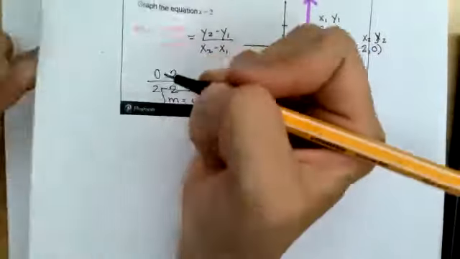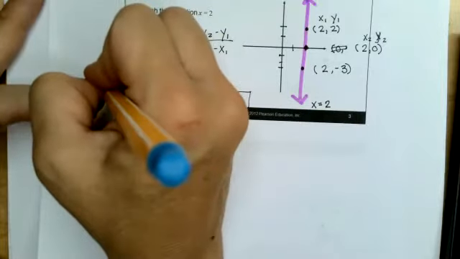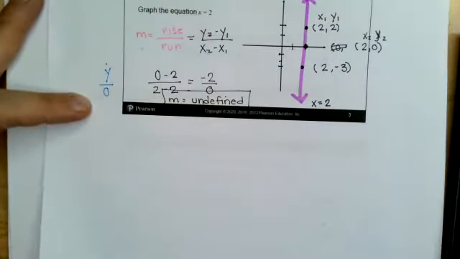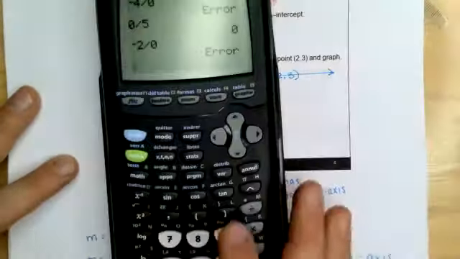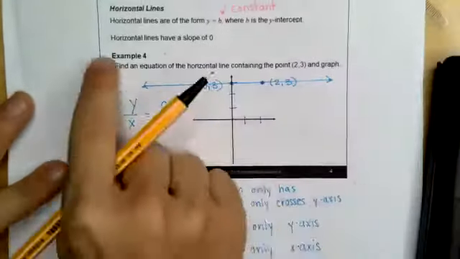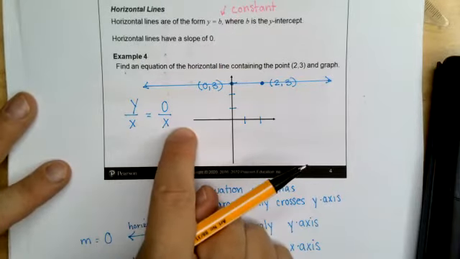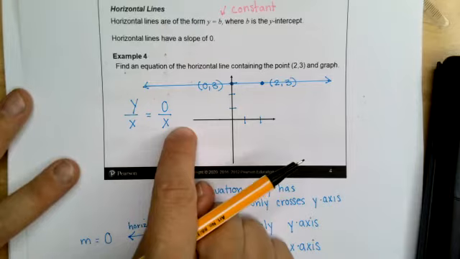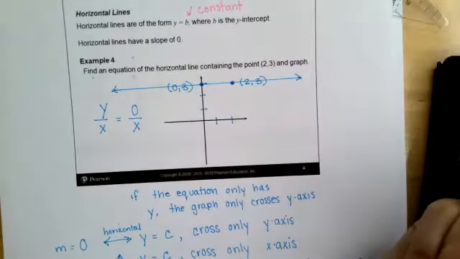Here we have y over 0 for a vertical line. For a horizontal line, we have 0 over x. So 0 divided by any number is just going to be 0. So our slope is always 0 for a horizontal line. So it's only ever going to cross the y-axis. It's never going to cross the x-axis.